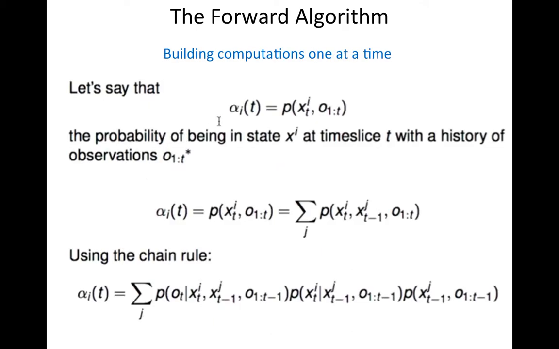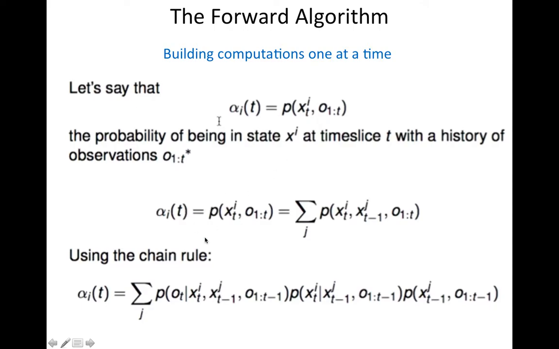And the key observation comes from the fact that a state at time t can only be dependent on state t minus 1. So you really don't need the rest of the combinations if you think from a more heuristic point of view. Okay, so that is what the forward algorithm does. Let's say that alpha i of t is the probability of state xi at a time slice t with a history of observation. So alpha i is nothing but the probability of being in a state xi at time t.